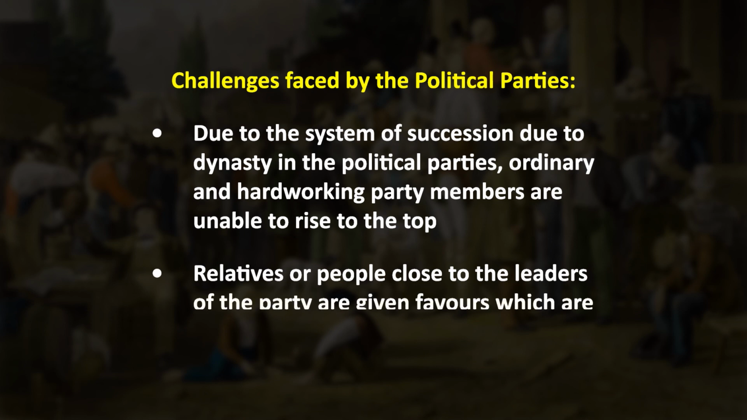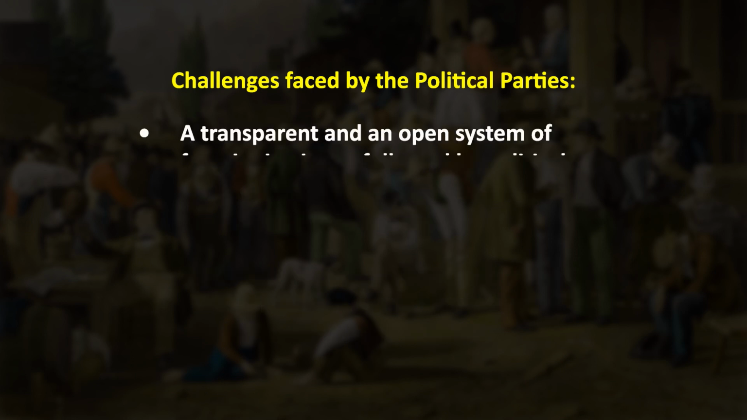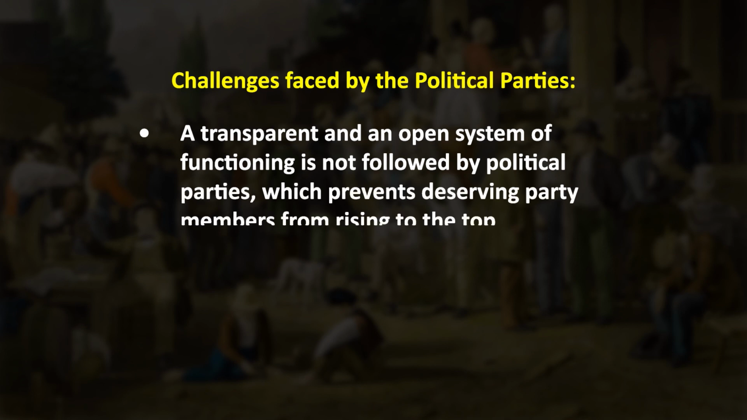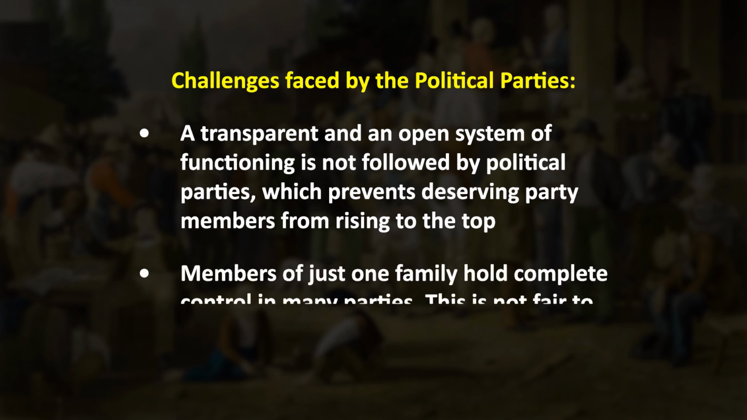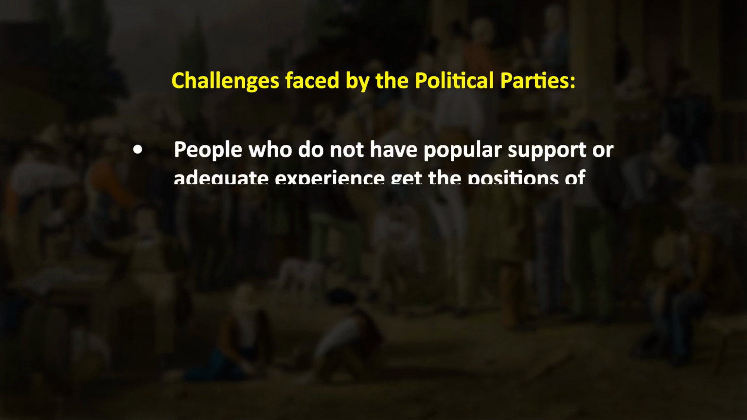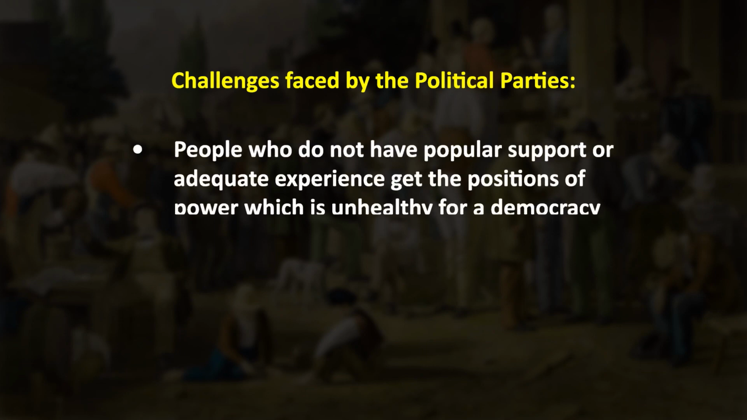Relatives or people close to the leaders of the party are given favors which are unfair to the other party workers. A transparent and open system of functioning is not followed by political parties, which prevents deserving party members from rising to the top. Members of just one family hold complete control in many parties. This is not fair to other members of that party. Hence, people who do not have popular support or adequate experience get positions of power, which is unhealthy for a democracy.